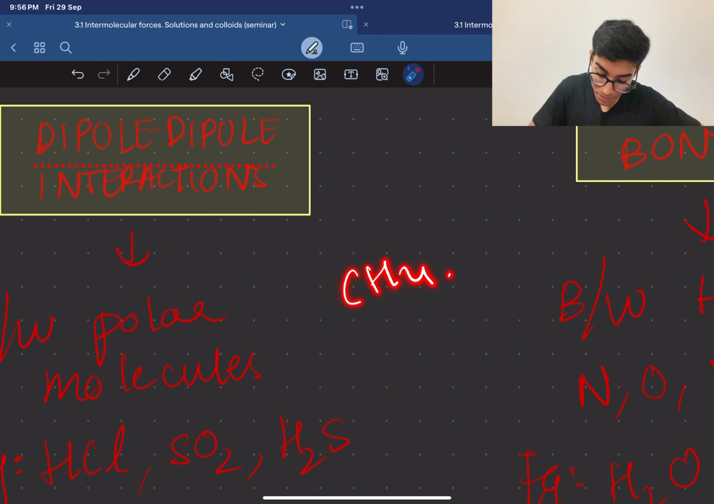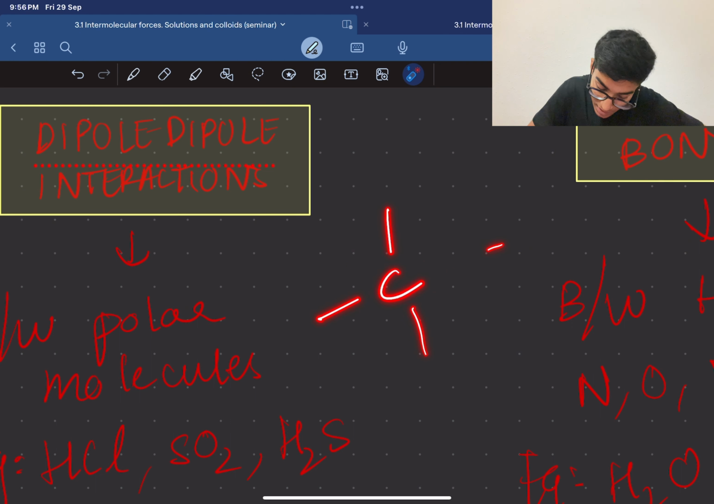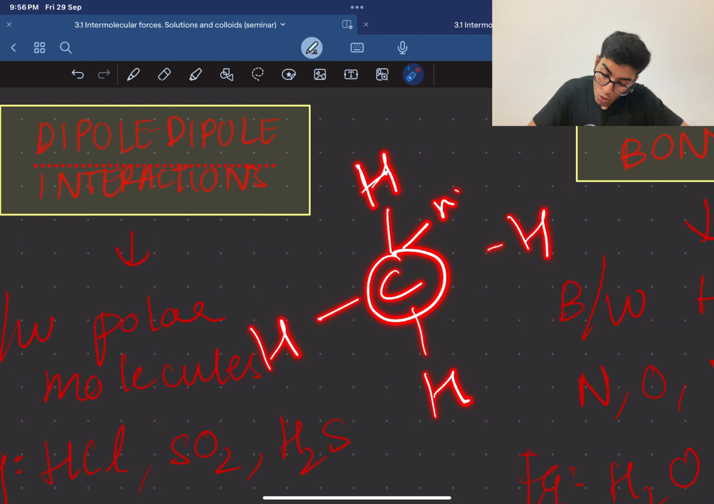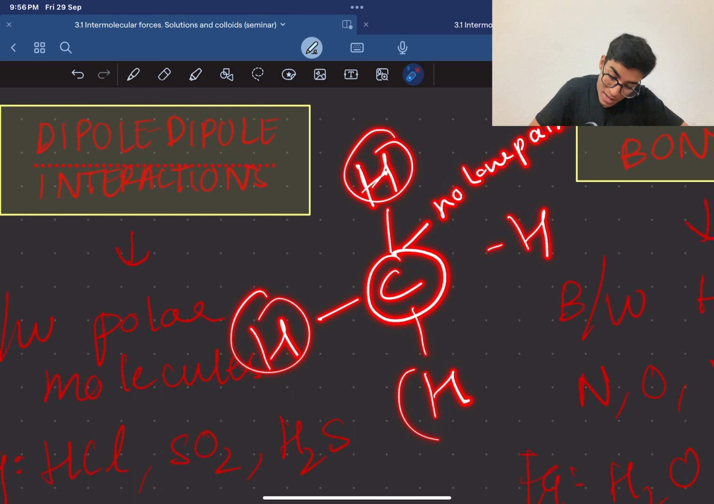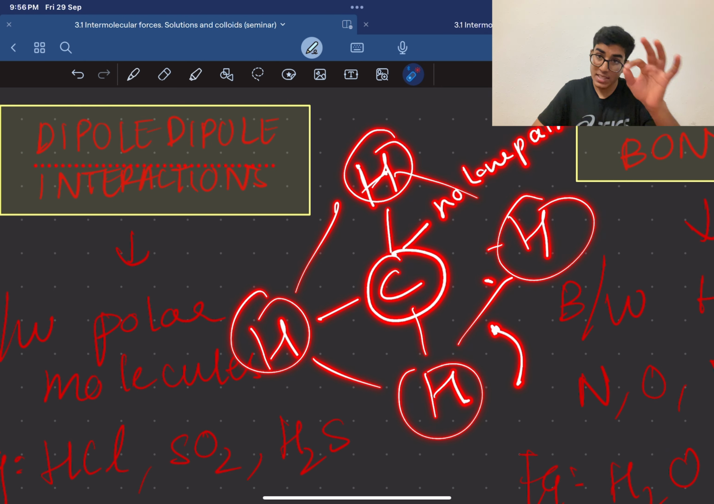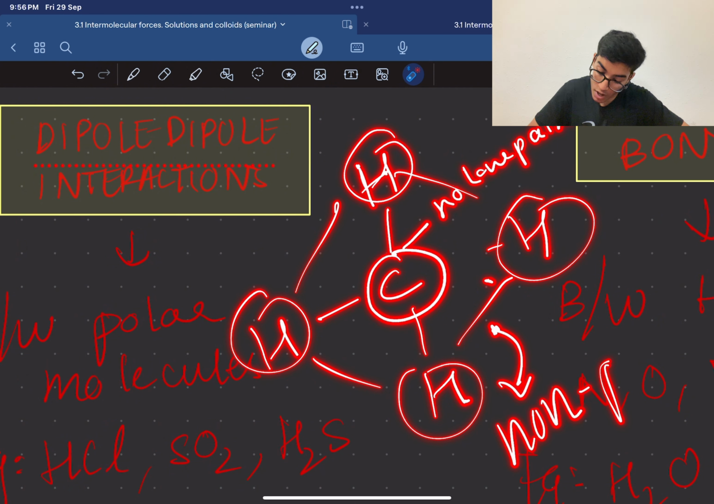Let's take CH4. You can see over here that the central atom has no lone pairs, and the atoms surrounding it are all the same. Hence we can definitively say that this is a non-polar molecule.